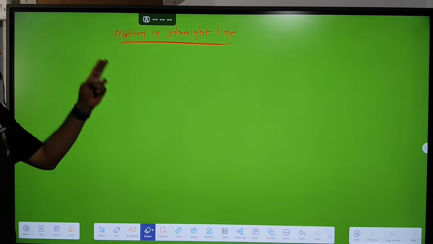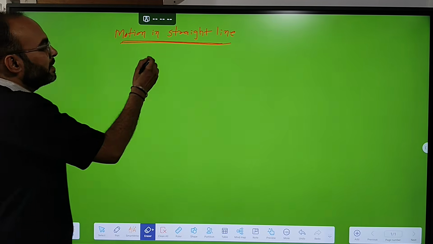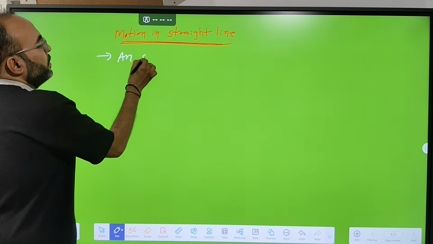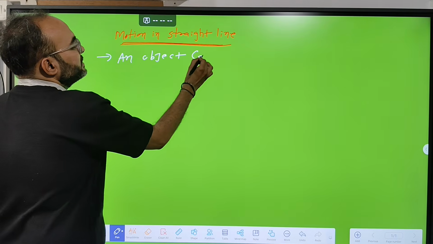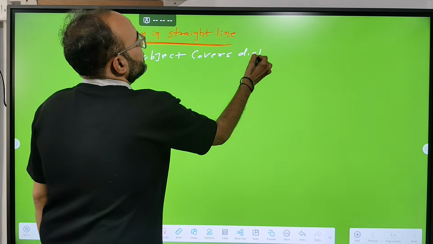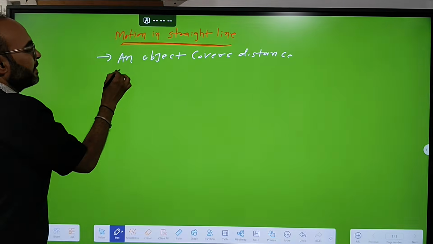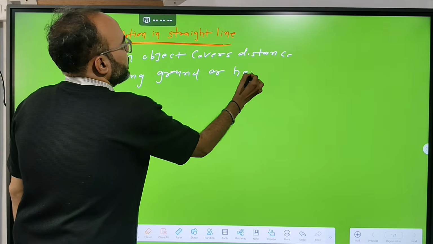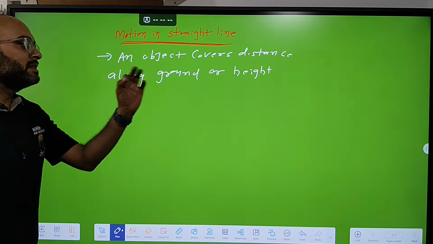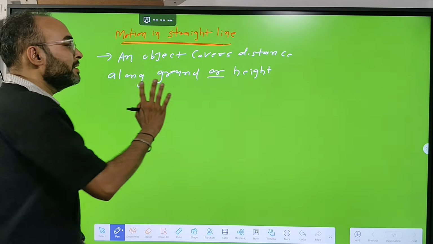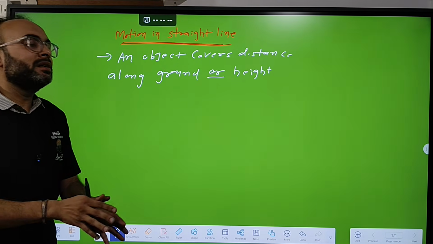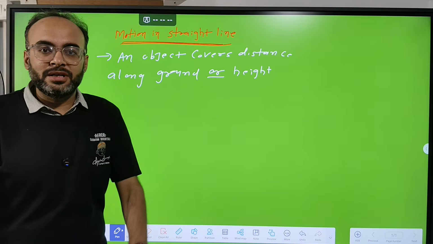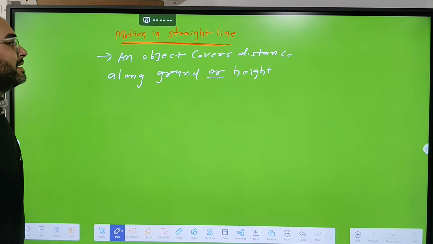Now we start with the topic motion in a straight line. What is the meaning of motion in a straight line? In the case of motion in a straight line, an object covers distance along ground or height, either ground or height. If an object covers distance along ground and height, then it is known as two-dimensional motion in a plane, which we discuss in a next chapter.